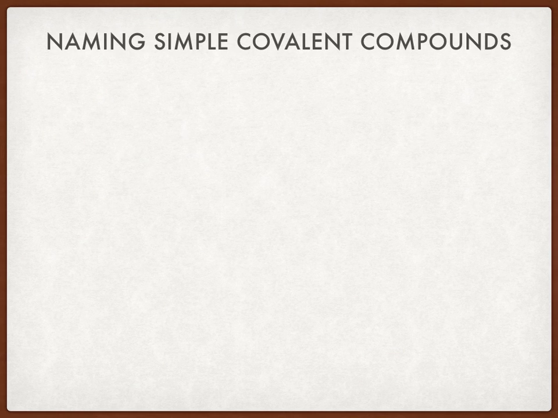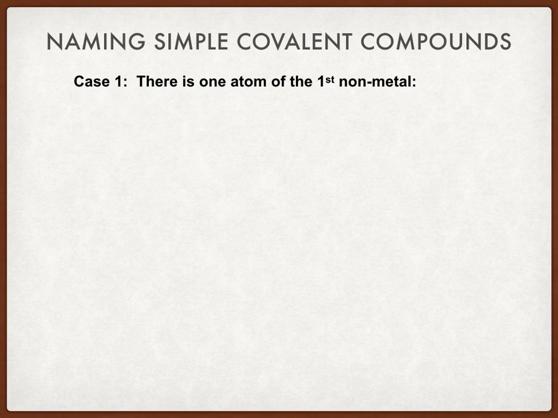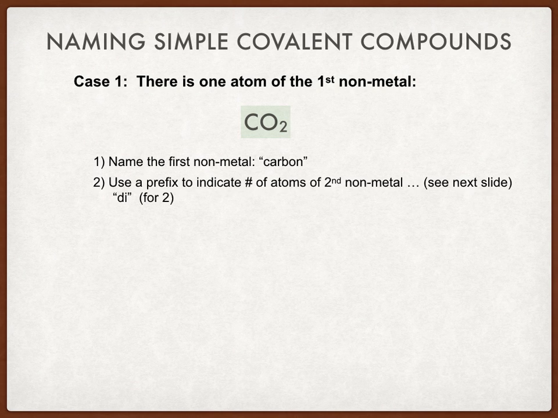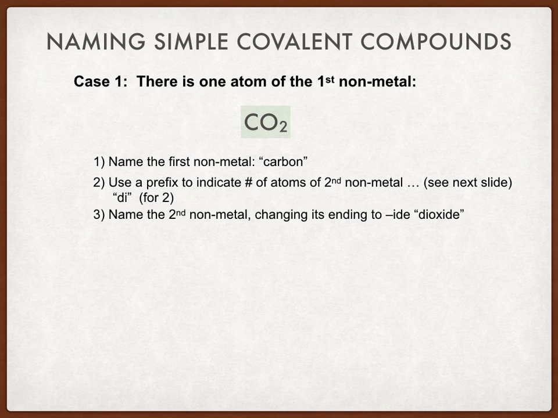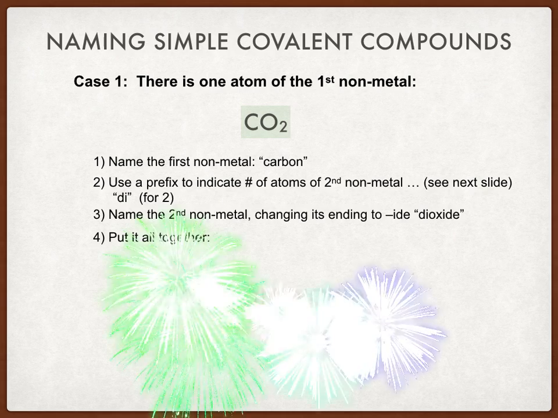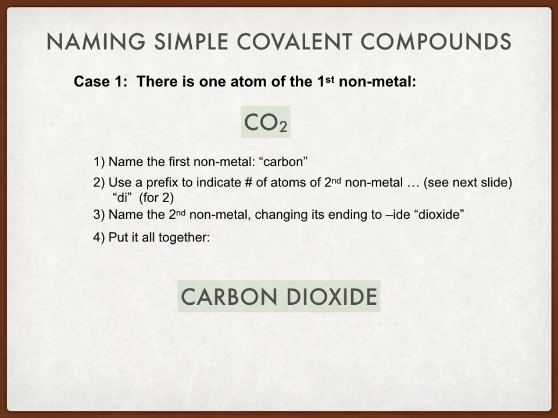So naming simple covalent compounds, this is how you're going to do it. There are 2 cases. The first case is there is 1 atom of the first nonmetal, like this, CO2. You're just going to name the first nonmetal, carbon. You're going to use a prefix to indicate the number of atoms of the second nonmetal. Since there are 2 oxygen atoms, you're going to say dioxygen, and then you're going to change the ending to -ide, so it's going to be dioxide. Then you put it all together: carbon dioxide.